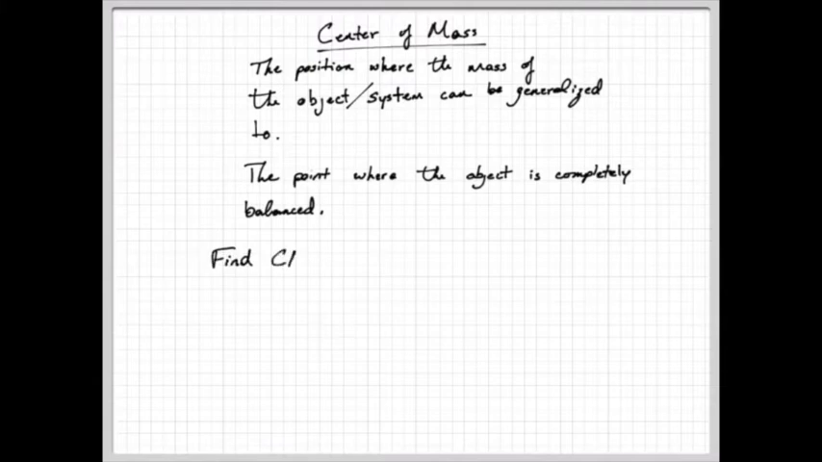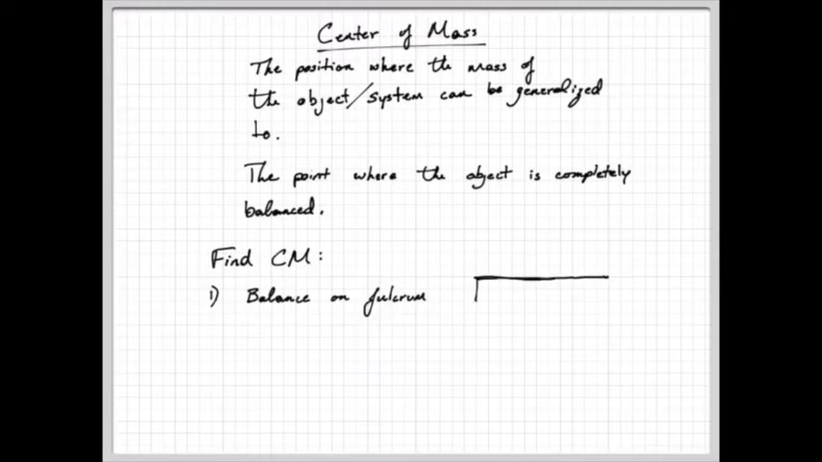So there's a couple of ways you can find the center of mass experimentally. The first way is kind of easy. You take some kind of fulcrum or balance, like a seesaw, and you put an object on that fulcrum and you move the fulcrum until the object balances.